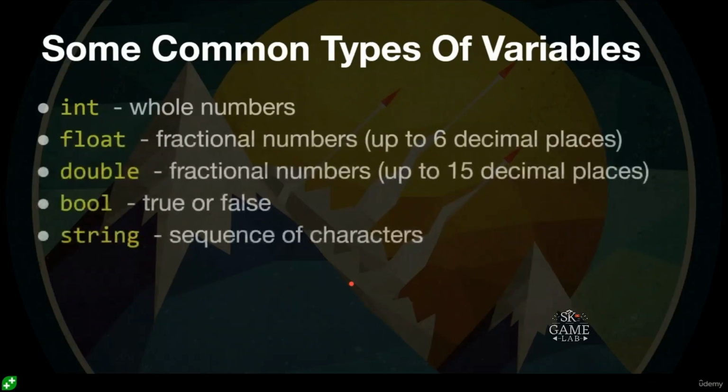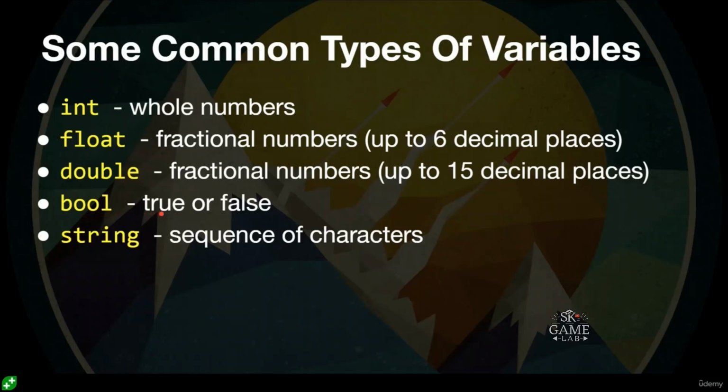In terms of types, there's a few common types that we'll use. Int is for whole numbers, float is for fractional numbers up to 6 or 7 decimal places, double is for fractional numbers up to 15 decimal places. To be honest, I don't really use double ever, because for me 6 decimal places is usually plenty when it comes to the precision I need, but if you needed a ton more precision, you might use a double.